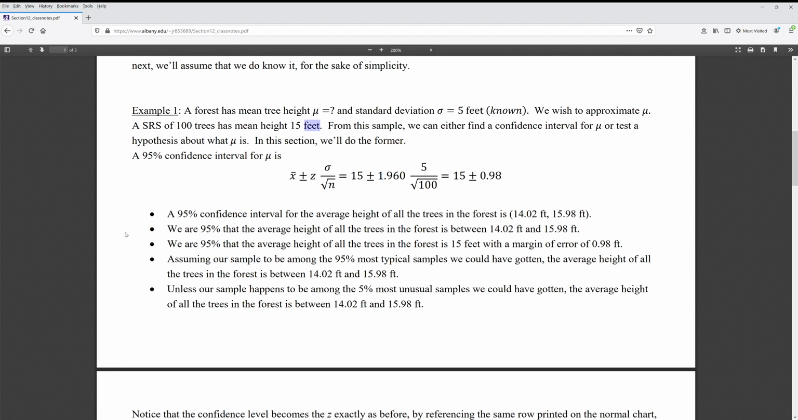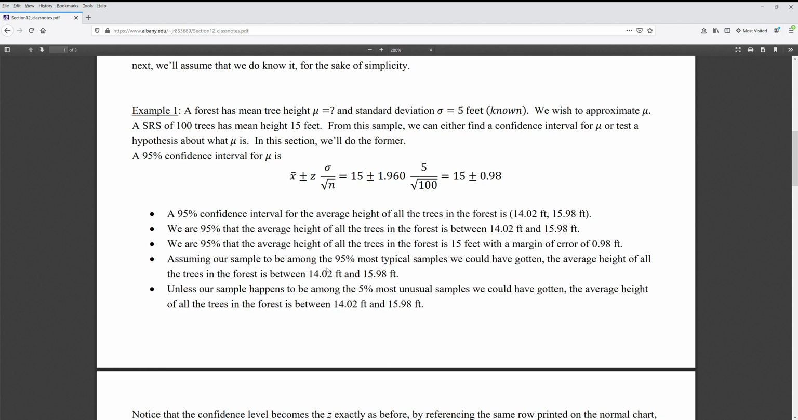The meaning of it is exactly as it was in Section 10. A 95% confidence interval for the average height of all the trees in the forest is 15 minus that to 15 plus that. 14.02 to 15.98. We are 95% confident that the average height of all the trees in the forest is between those numbers. We're 95% confident that the average height of all the trees in the forest is 15, with a margin of error of 0.98. Different ways of saying the same thing. Low end, high end, center, radius.